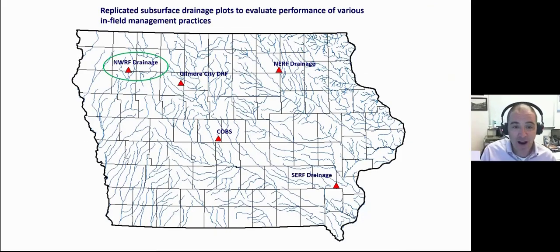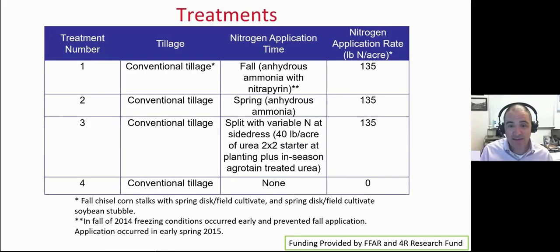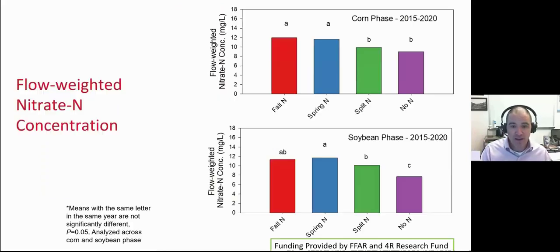Okay, we're going to move on to Northwest Iowa. This is to highlight two of our 4 R's again, rate and also the timing of nitrogen application. I'm going to show the results here and walk through the treatments. We have a no nitrogen treatment where the plots stay the same every year. They just rotate between corn and beans. We've gone 7 to 8 years without any nitrogen application to these plots.